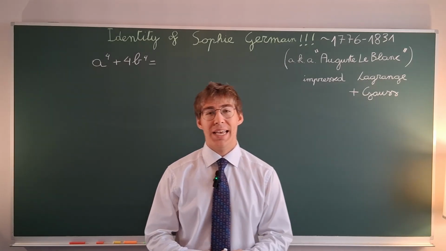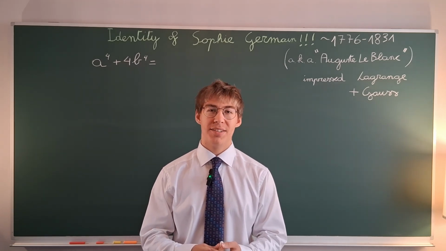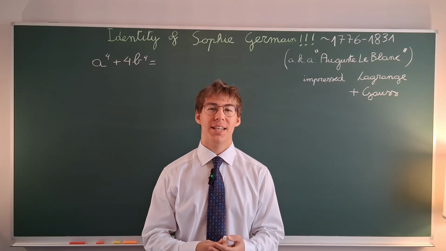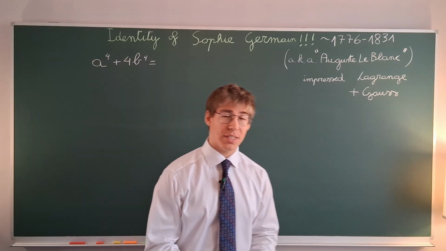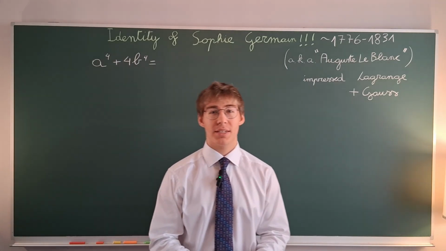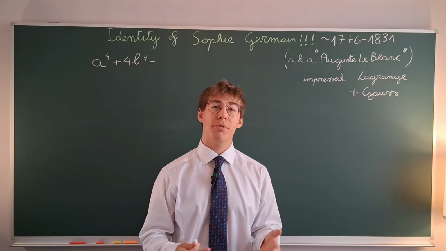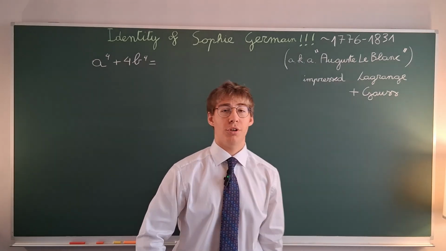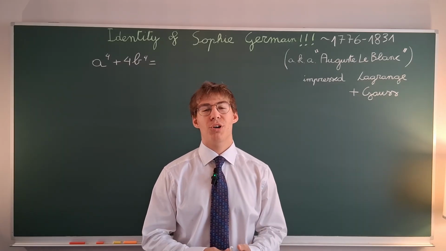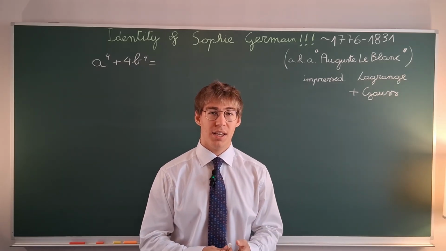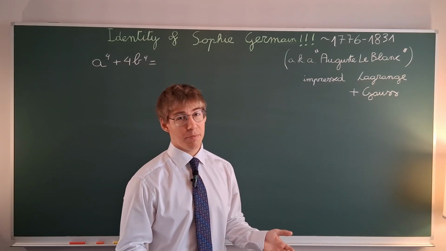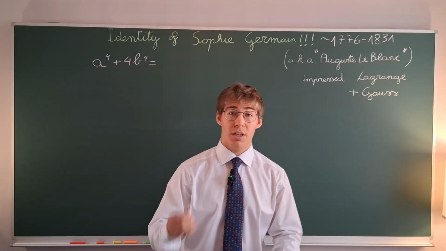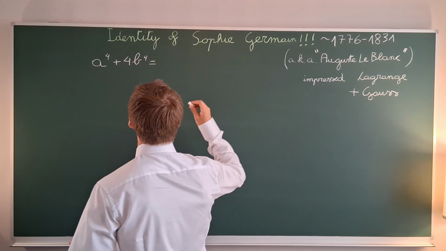Hi everyone! In today's video I will show you the identity of Sophie Germain and solve a Math Olympiad problem using the identity. Now, since it wasn't common for women to do mathematics at the time she lived, she published all of her most important work under the name of Auguste Leblanc. But she did amazing work in all kinds of branches of mathematics, and she even impressed some really famous mathematicians like Lagrange and Gauss. So let's see what she discovered.